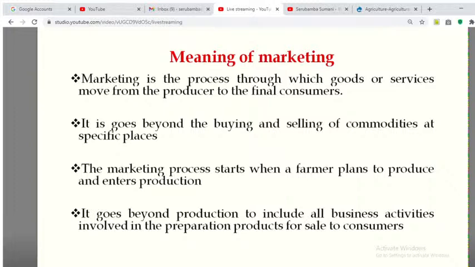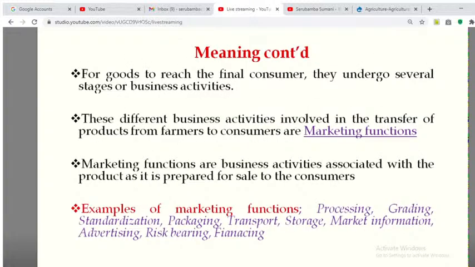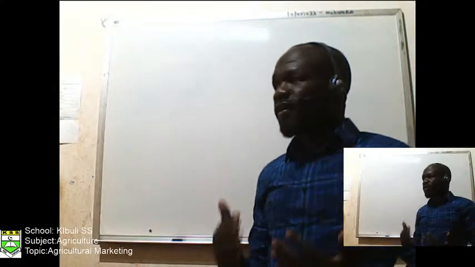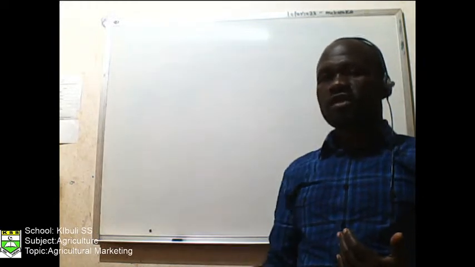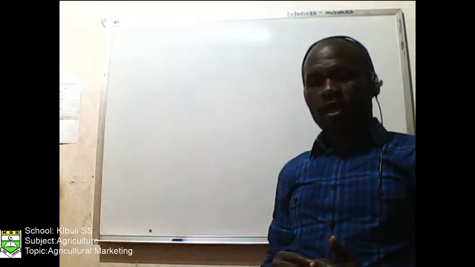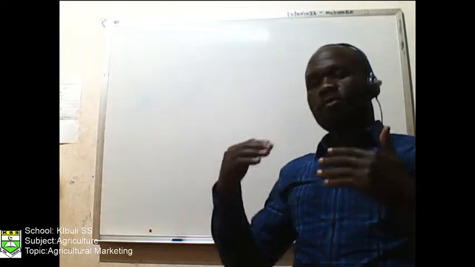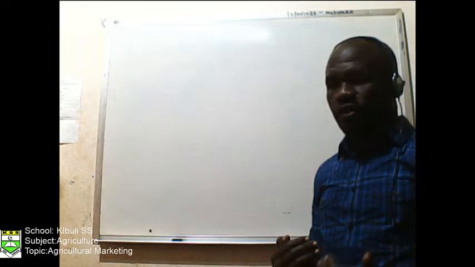Now, the movement of the commodities from where they're produced on the farm up to when it reaches the final consumer involves a number of activities, a number of business activities, what you call marketing functions. So all those activities, all those business activities, all those things that people do to move a product from where it is produced to where it is going to be consumed, those activities there are what you call marketing functions. They facilitate marketing. Because you're not going to produce a product on your farm and you don't carry out these marketing functions and you think the product is going to reach the final consumer. Okay? So those different business activities that are involved in the movement of a product or preparation of a product from where it is produced up to when it reaches the final consumer or the final buyer, we call them marketing functions.